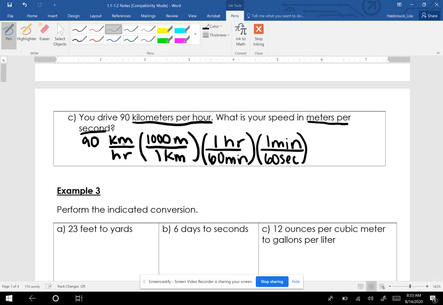Now, notice kilometers units is going to cancel out. Hours units cancel out, because whenever you have one on top and on bottom, they're going to cancel. And minutes cancels out. So we are left with meters on top, seconds on the bottom. And that's what we want, because it says meters per second. Then we're going to multiply straight across the top. So we're going to have 90 times 1,000. You don't have to multiply by those extra ones. And on the bottom, we have 60 times 60. You're going to figure out that math, and your ultimate answer should be 25 meters per second.